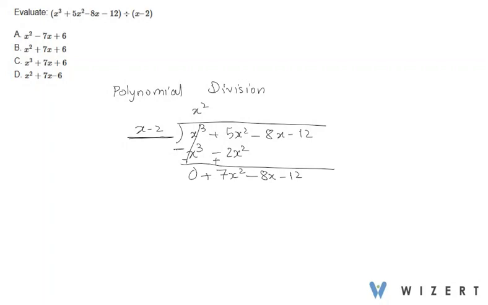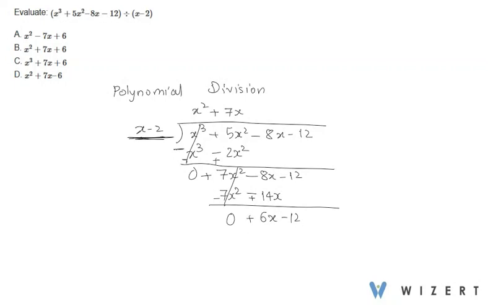Now in order to eliminate this 7x square, we'll have to multiply this expression with 7x. So 7x multiplied by x is 7x square, and 7x multiplied by minus 2 is minus 14x. Now this will be negative, this will be positive. This is eliminated to 0. This plus 14x minus 8x is plus 6x. Now minus 12 will come here as it is.